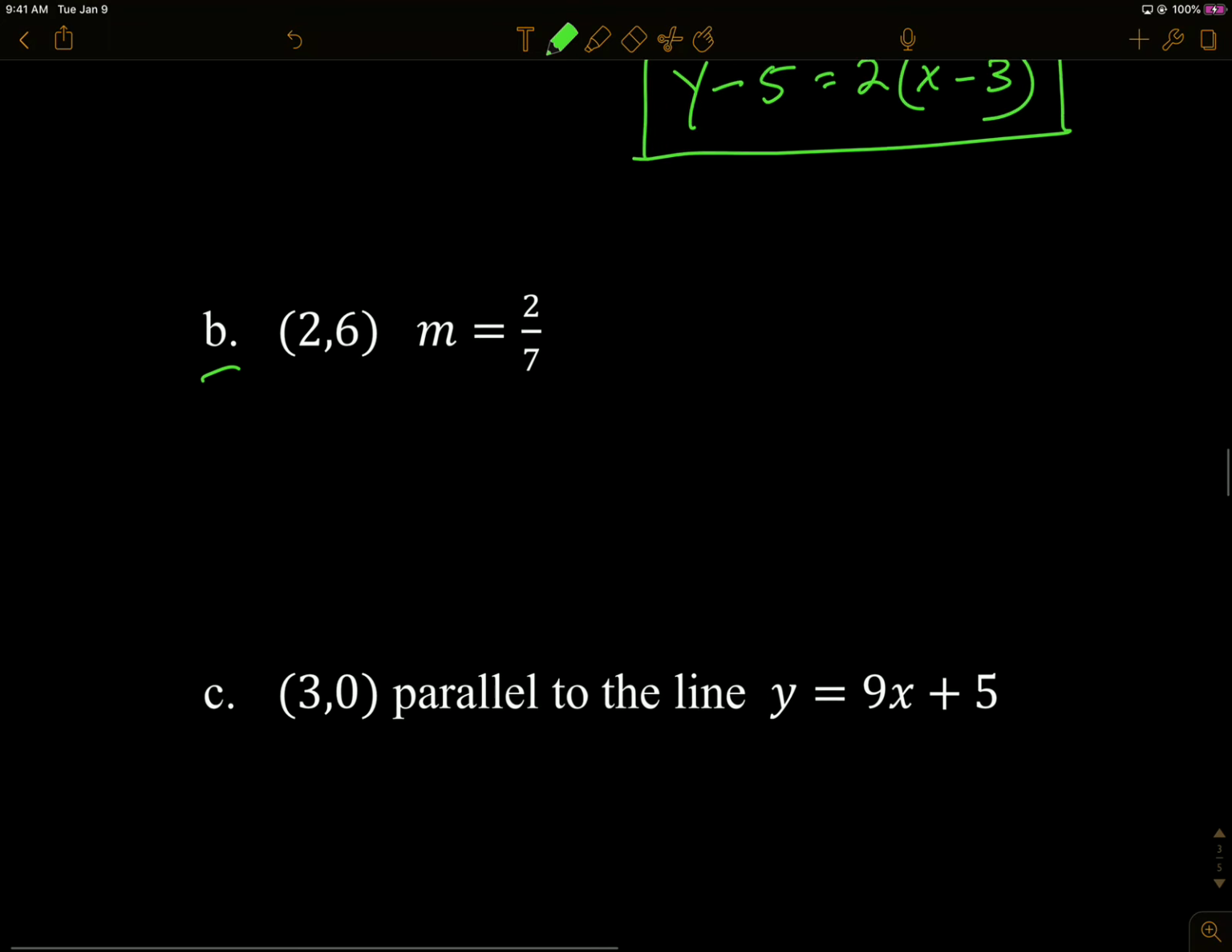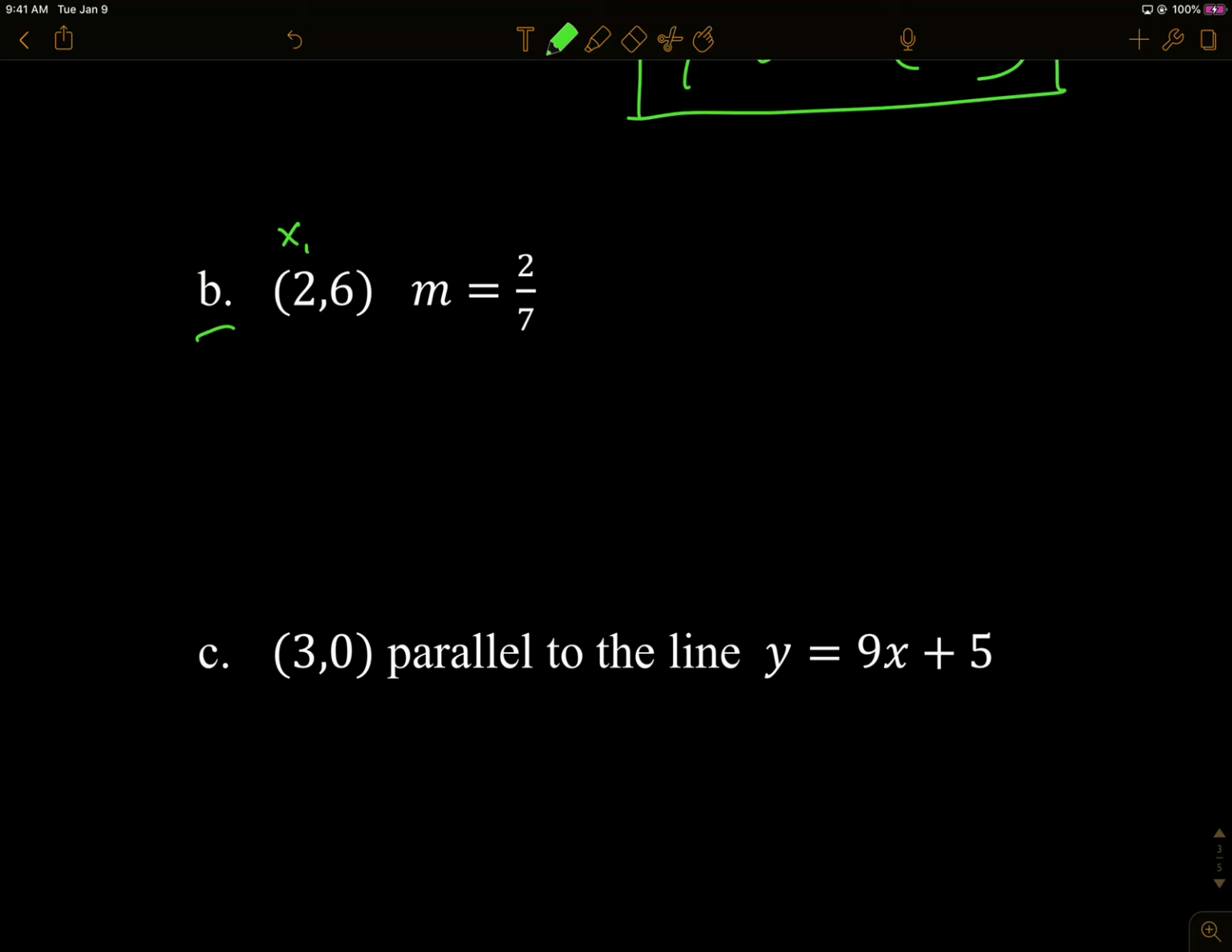Okay? Let's look at this last one. Here's my x1. There's my y1. And then this is my slope. So I got y minus y1, which is 6, equals m, which is 2/7, times x minus x1, which is 2.